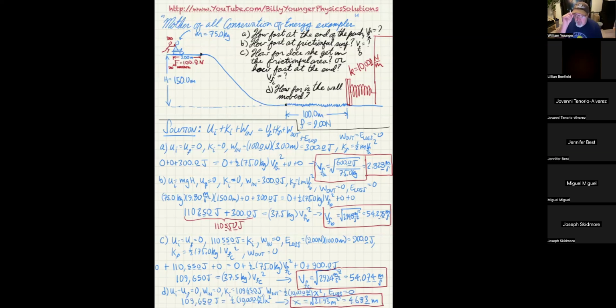Now, if you so desire, you can do for extra credit, since our time's about up, you can work this all over again, but start from the beginning every time. In other words, go to the very beginning using UI is equal to MGH, work in is equal to 300 joules, K initial is equal to 0, and then show me that you still get the same answers. That's a nice little extra credit, and it also gives you some practice using this version of the conservation of energy. Our time is actually up.